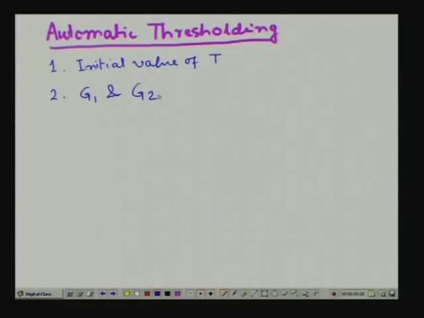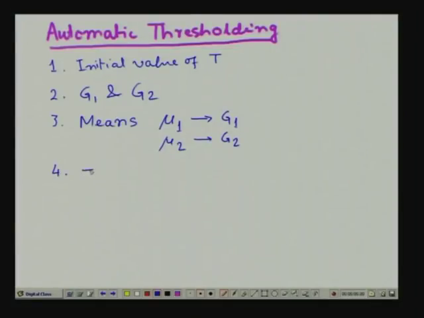Now, once I partition the image intensities into these groups G1 and G2, the next step is to compute the average intensity value mu1 for group G1 and the average intensity value mu2 for group G2. Once I get mu1 and mu2, then in the fourth step I choose a new threshold T, which is equal to (mu1 plus mu2) divided by 2. And after doing this, you go back to step 2 and perform the thresholding operation once again.